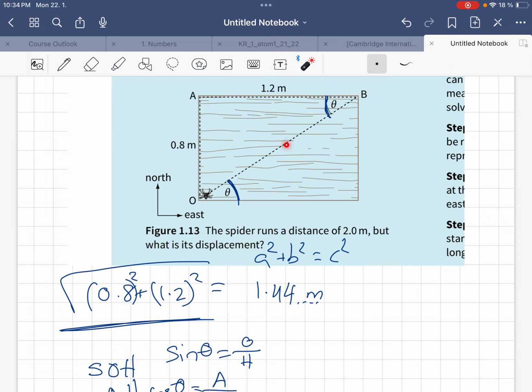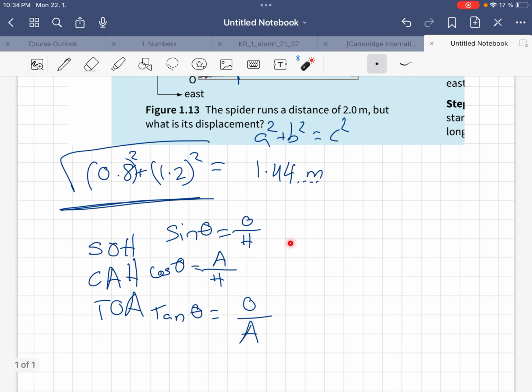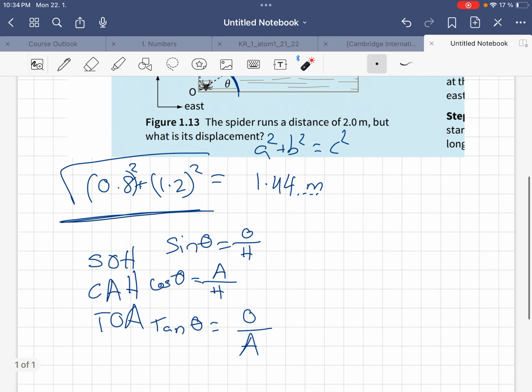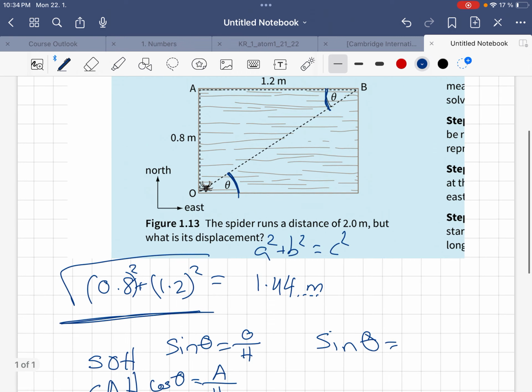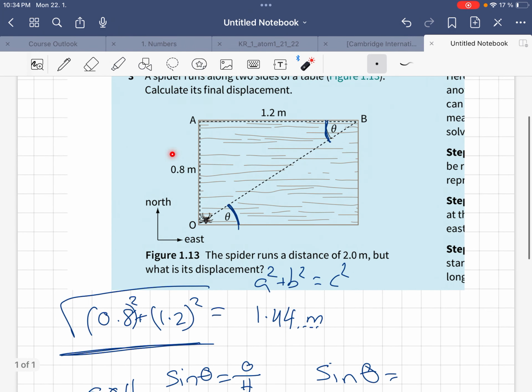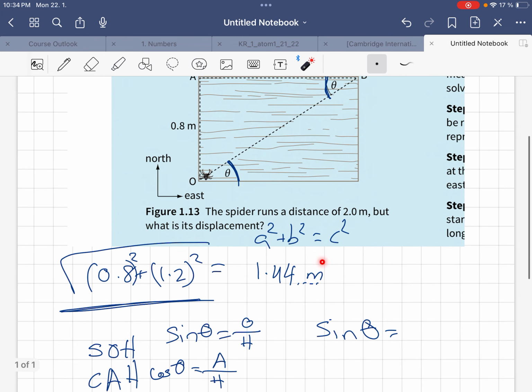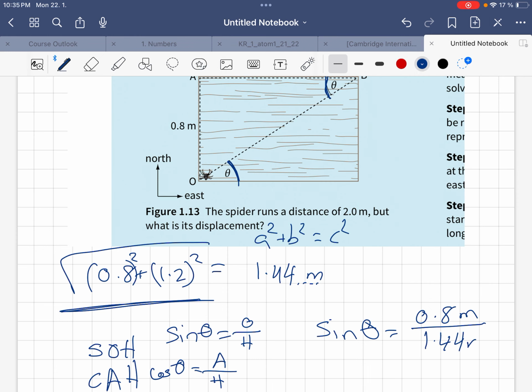So we see that we have the hypotenuse, and the opposite to the angle is 0.8, and we have the adjacent here. So it doesn't matter which of these formulas you use, because we have all of the options. We don't need one of them only. We can use any of them. So I'm just going to use sine. So sine theta is equal to, let's see, the opposite that we have is 0.8, and the hypotenuse we have is what we calculated, 1.44. So I will put 0.8 meters divided by 1.44 meters.